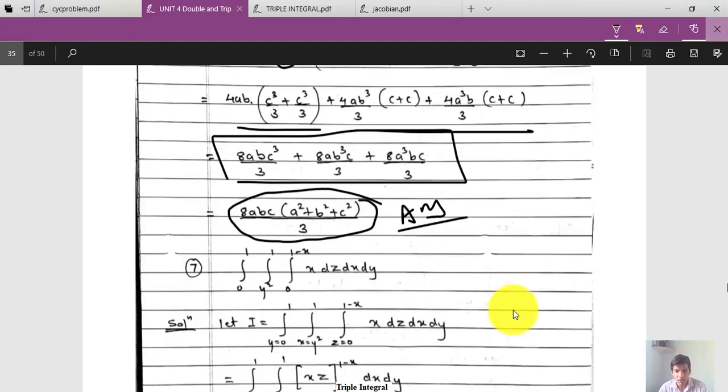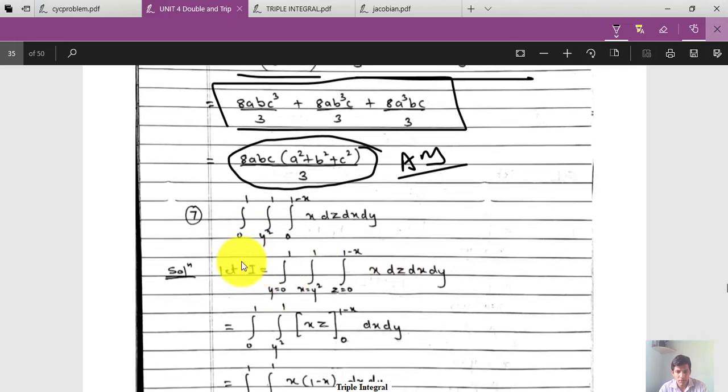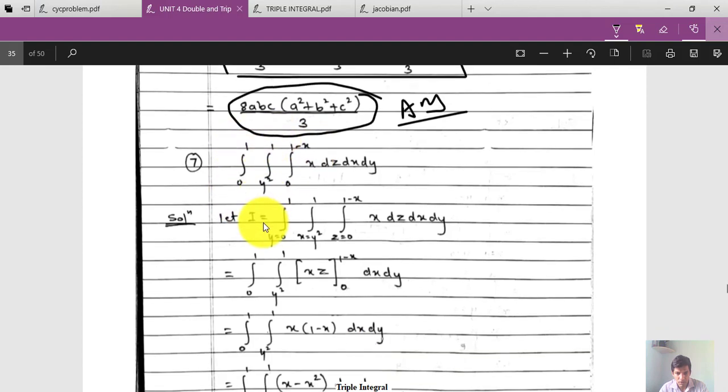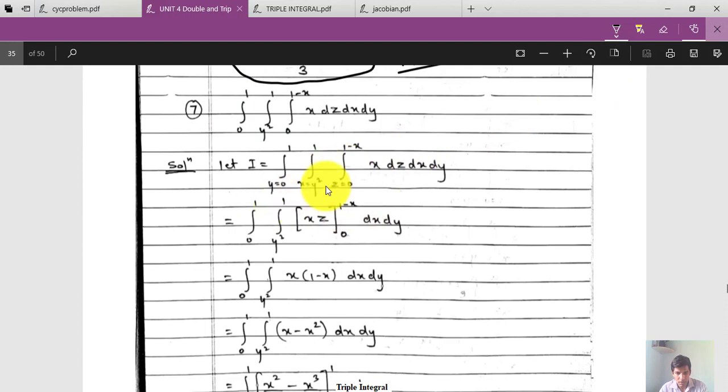Right? Okay, now this problem, I need to find the volume or evaluate this triple integral. It is the integral of the given function x dz dx dy, and the limiting values are 0 to 1 minus x, y square to 1, and 0 to 1. So let me consider this as I is equal to, see here, how is this function expressed? It is 1 minus x, so eventually z is equal to 0 to 1 minus x.